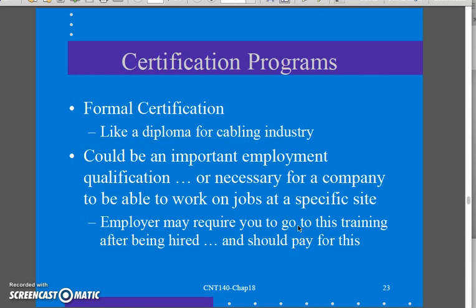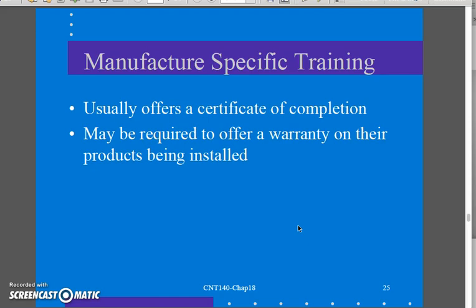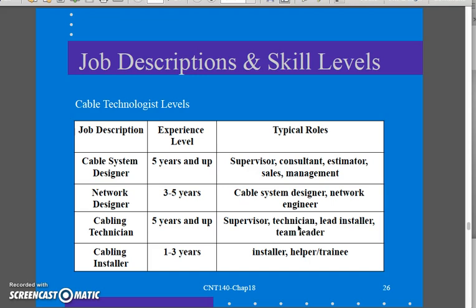Now, the certification programs, usually there's a formal certification like a diploma. This could be important, again, like I said, working a specific job, specific site. And the employer might actually require that you do training as you're being hired there, and they should be paying for that. As you see, the price of that is relatively expensive. General purpose training usually offers a test-based certification, like we said. When you're done, you take the test and prove that you know it. Manufacturer specific, they usually give you some kind of certificate saying you completed, and again, that might be necessary for their warranty.